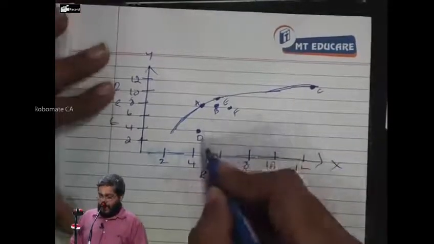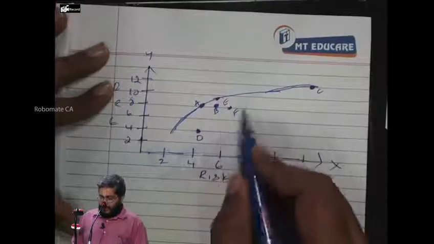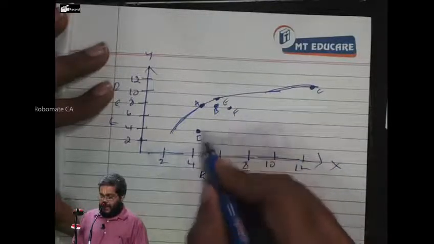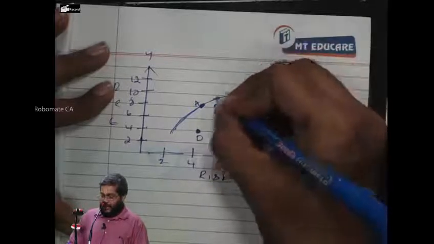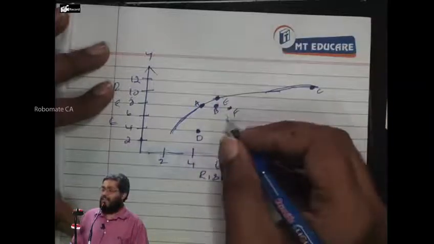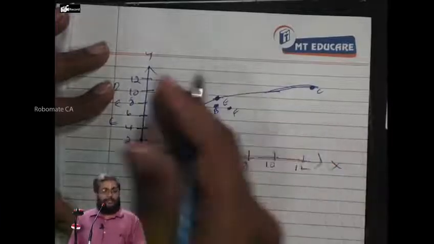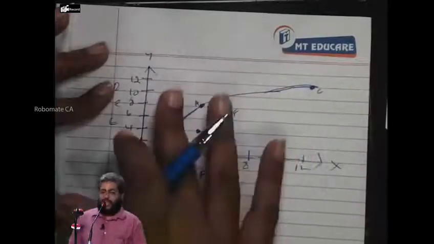Now tell me, D, then B and then F. These three securities are inefficient. Why are they inefficient? They fall below the efficiency frontier. Right or not?